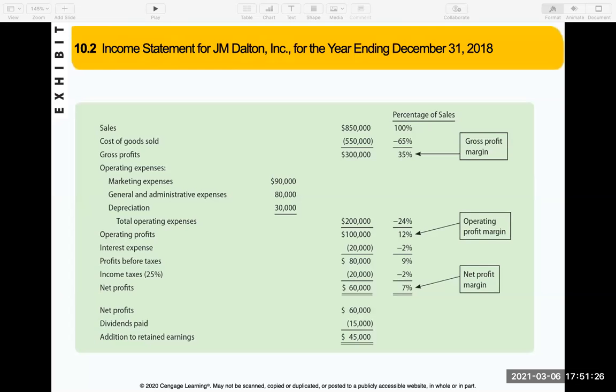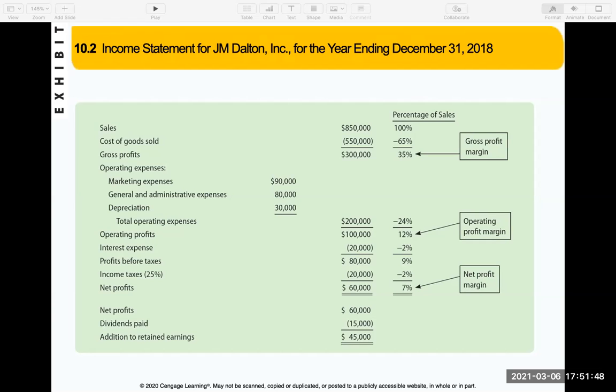So let's look at a real income statement of a fake company, J.M. Dalton Incorporated. As you can see at the top of the statement, it's sales, right? Because this is the formula expressed. The sales is $850,000. I would love to know what they sell because I would love to generate $850,000 in revenue. Anyway, that's beside the point.